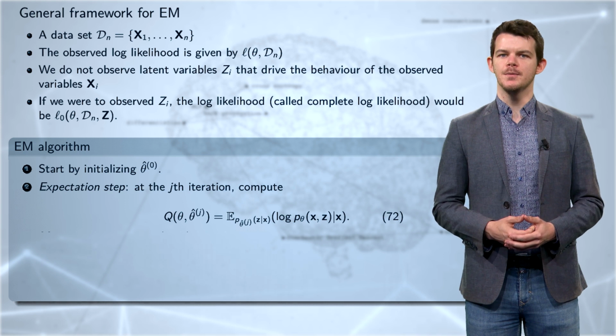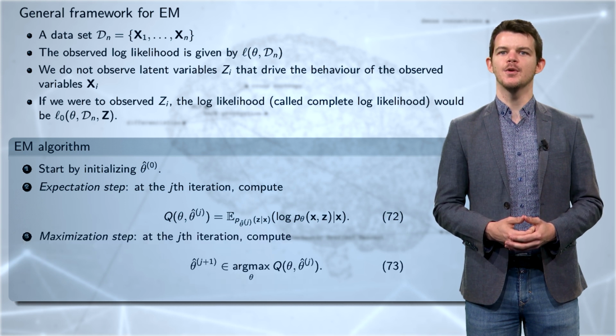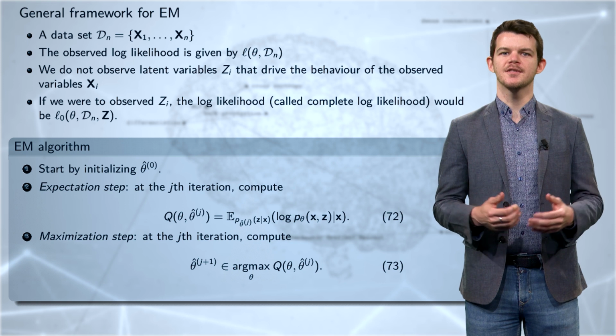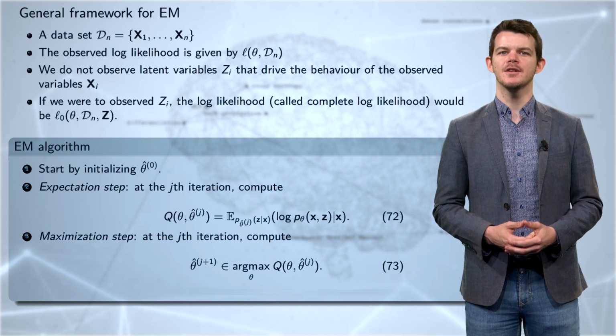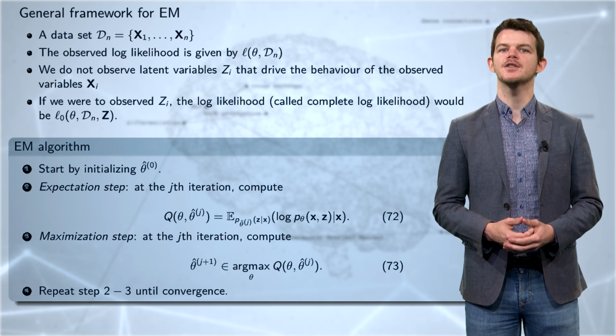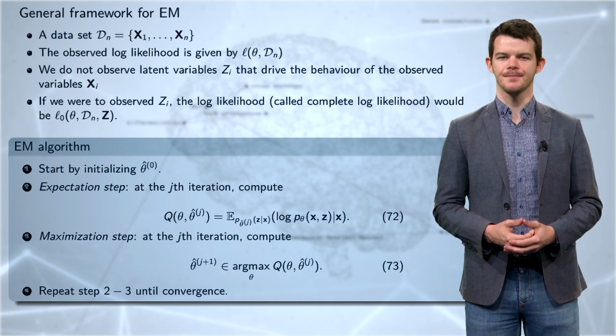Once we have computed Q, the maximization step searches for a maximum. Then the previous steps of expectation and maximization are repeated until convergence. This is the generic formulation of the EM algorithm.